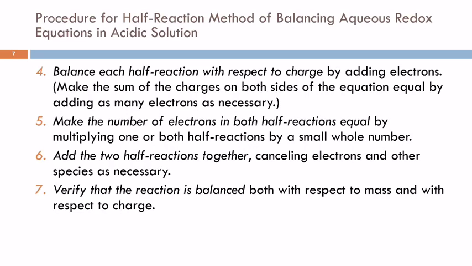After we've balanced by mass, we balance by charge. So look at the charges. The charges are not going to be equal on each side of the arrow, and so we're going to balance those by adding electrons.